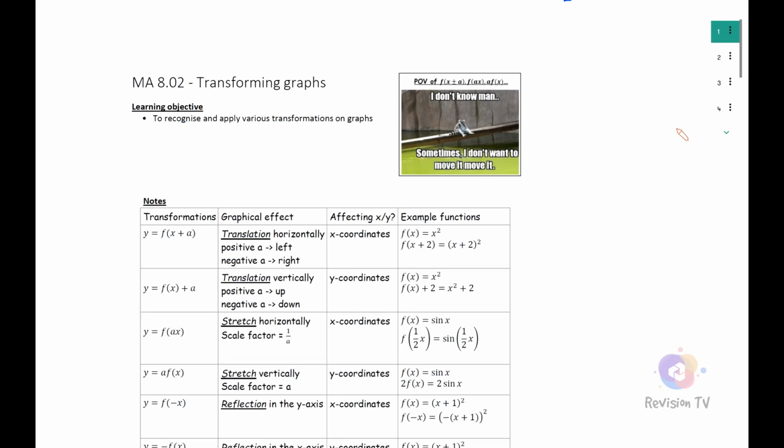In this lesson, we are looking into transforming graphs. We will learn how to recognize and apply various transformations on graphs based on their functions. In total, there are 6 transformations, but actually it's just 3 groups of 2. So we'll have a look into them one by one.